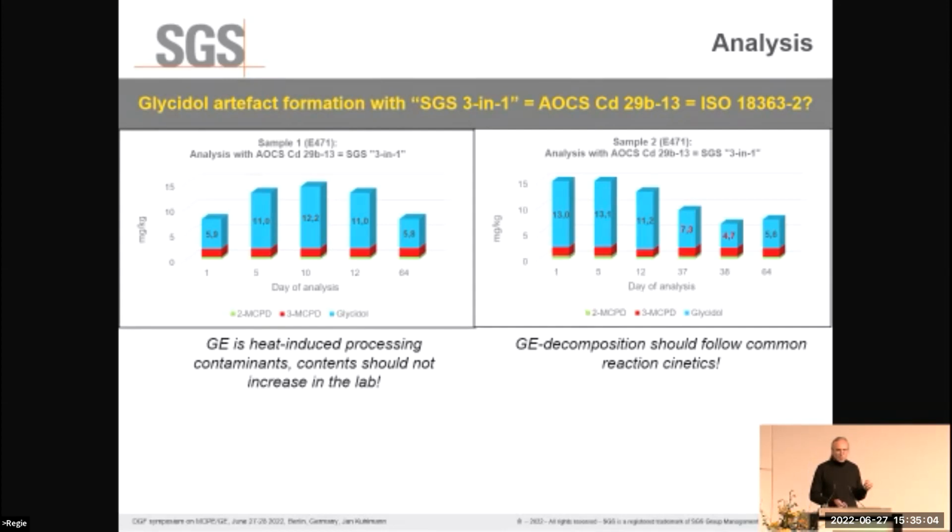It is a heat-induced processing contaminant. The contents are not allowed to increase and then decrease later on. And also, if decomposition takes place, like in the second sample on the right-hand side, it starts slowly with the decomposition, then between day 37 and 38, it's a strong decomposition, and then we have an increase of results later on. So we thought that our method application had some errors in between, so we spiked the samples. But we had perfect recoveries, 100%, plus minus 1, 2%.